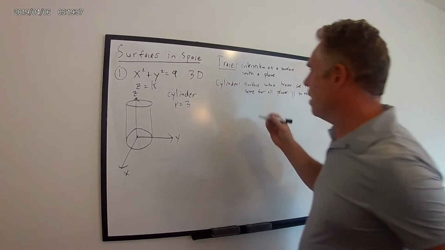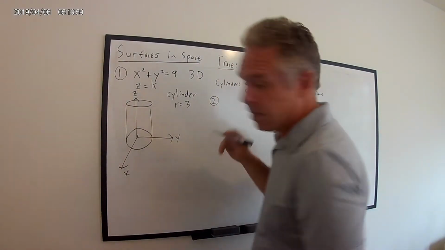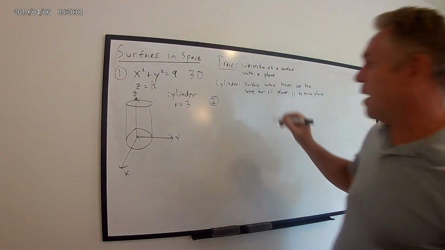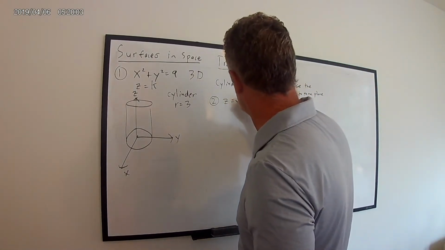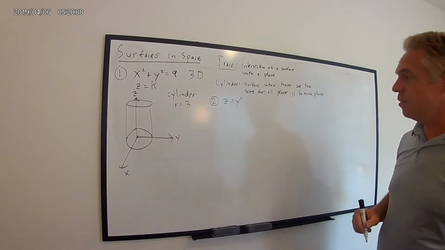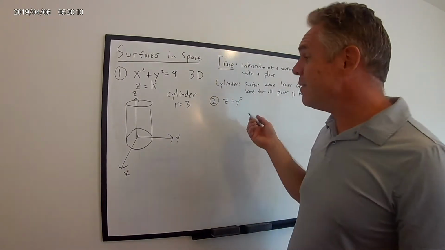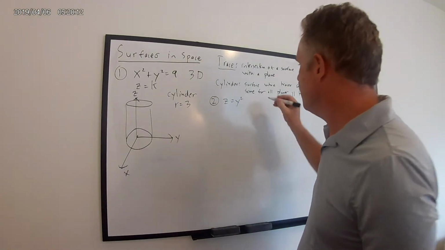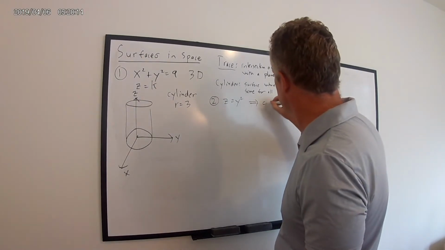Now let's consider another example of a surface we might encounter. How about z equals y squared? Okay, this surface doesn't involve an x. The fact it doesn't involve an x actually tells us immediately that this is also a cylinder.